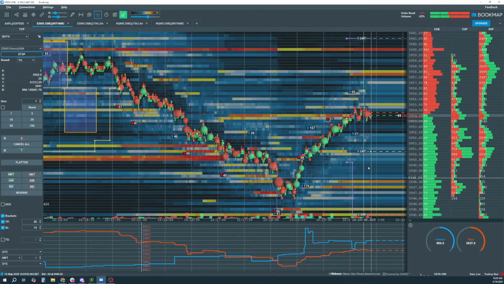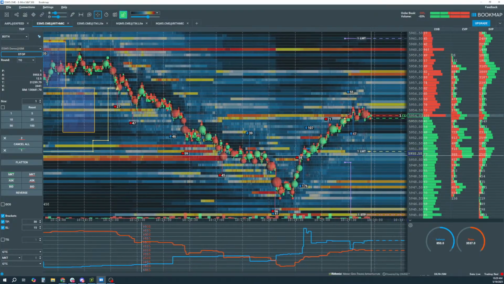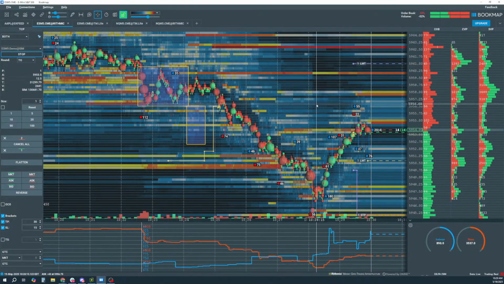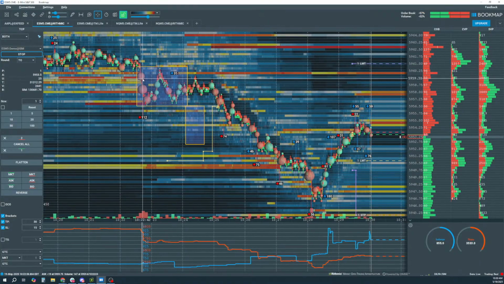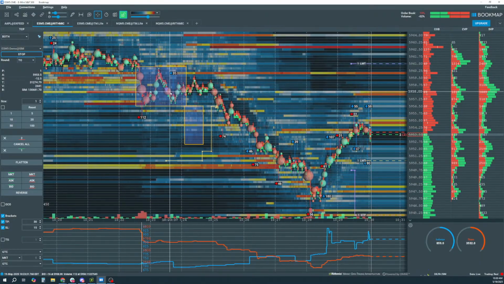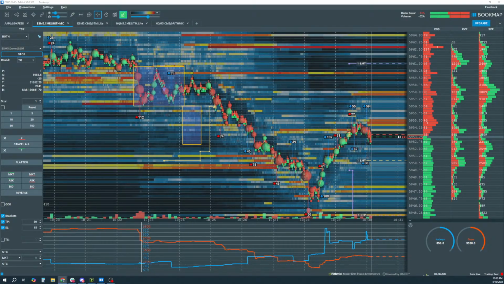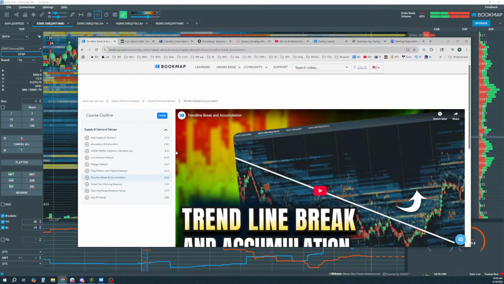we'd look for a pullback actually to about here. Right, so around 51, we can look for a pullback, because here's what we're looking for. We took the low volume pullback setup here. Okay, we already took that one, and that was this one here from the Learning Center, and then now this one, the trend line break and accumulation is what we're looking for, right?